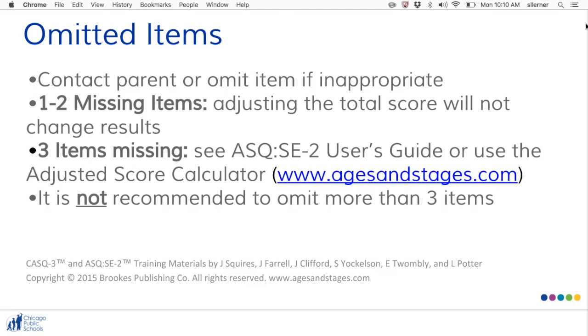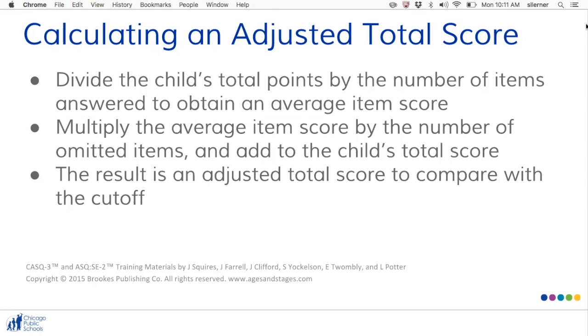It is recommended that no more than 3 items be omitted on any questionnaire interval in order to accurately interpret ASQSE2 results. If 1 or 2 items are missing, then proceed with the child's total score. Adjusting the total score will not change the interpretation of the child's score, i.e. the child's adjusted total will still be above the cutoff, close to the cutoff in the monitoring zone, or below the cutoff. If 3 items are missing and the total score of completed items is within 5 points of a cutoff, then adjusting the total score will change the child's result, i.e. results will move from below the cutoff to the monitoring zone, or from the monitoring zone to above the cutoff.